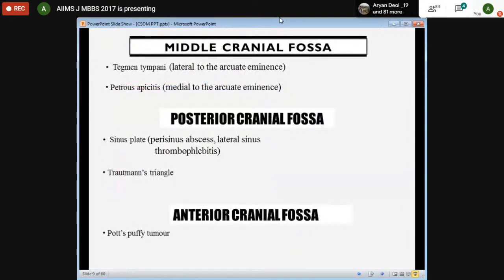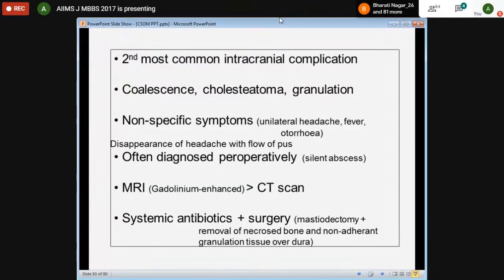These are the boundaries. In the middle cranial fossa, it is bounded by the tegmen tympani and petrous apex. Tegmen tympani is the roof of the middle ear, and in the posterior cranial fossa, it is bounded by the sinus plate and Trautmann's triangle. Trautmann's triangle and sinus plate. The anterior cranial fossa we are not going to discuss here, it's something else, we can discuss it in the nose. So it is the second most common intracranial complication.